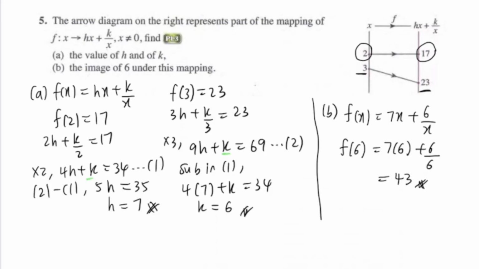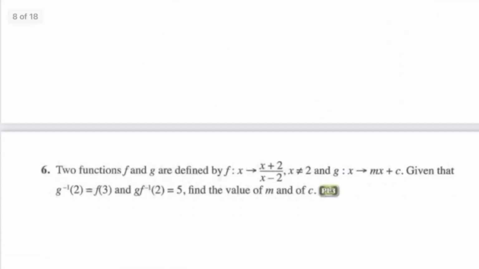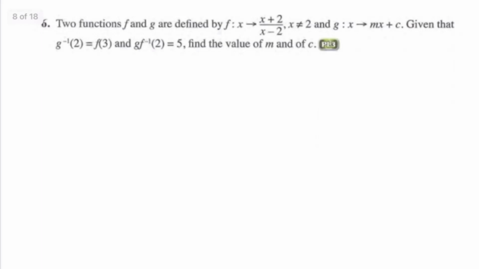Okay, right, next question, number 6. Two functions f and g are defined by this. f(x) equals x plus 2 over x minus 2, and g(x) is mx plus c. So given that g inverse of 2 is f(3), and g f inverse of 2 is 5, find the value of m and c.